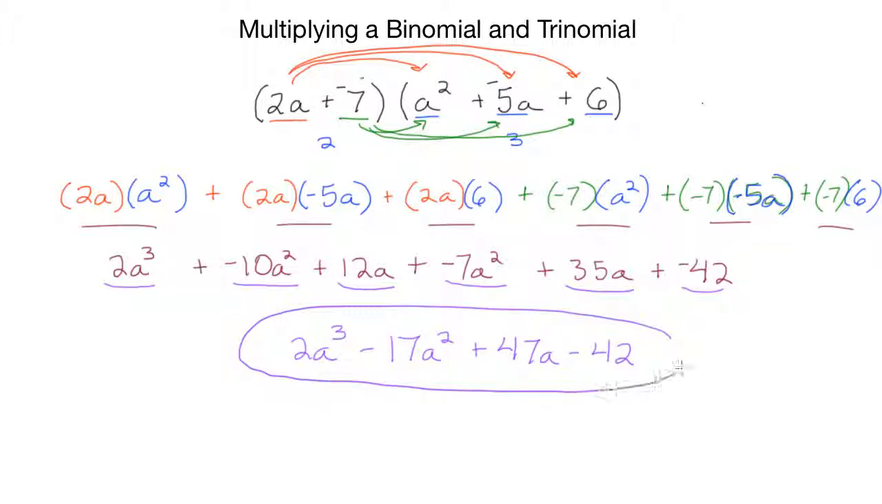All right, hopefully that's a helpful example for you of doing a binomial and a trinomial and really understanding what is happening when we're multiplying polynomials together. And we just have to make sure that every term in one polynomial is multiplying by every term in another polynomial. I use the distributive property, drawing my little arrows to help me see that I'm getting each term multiplied out.